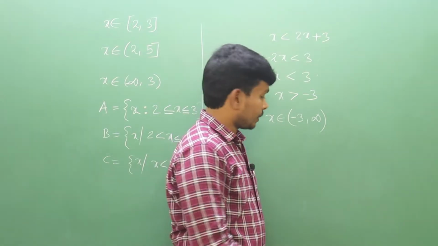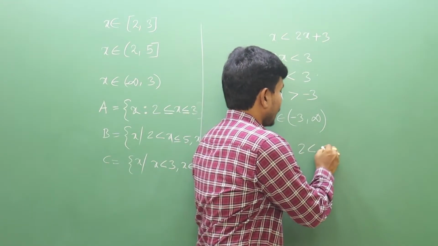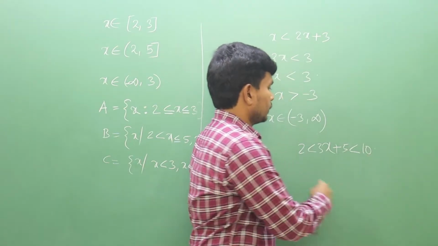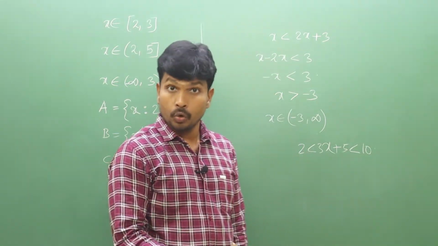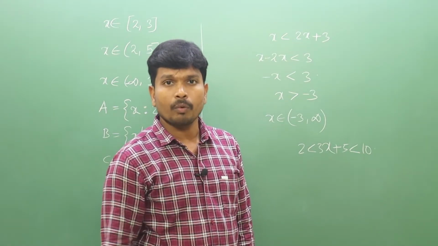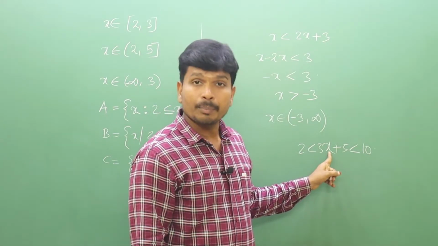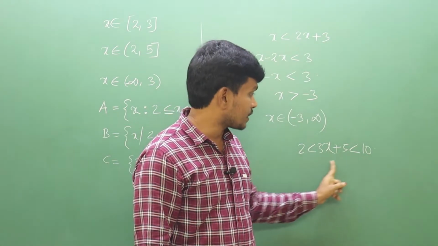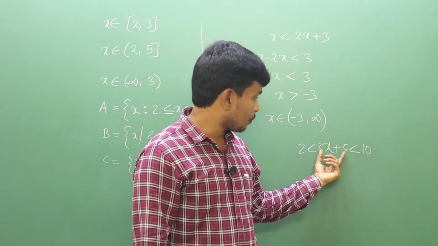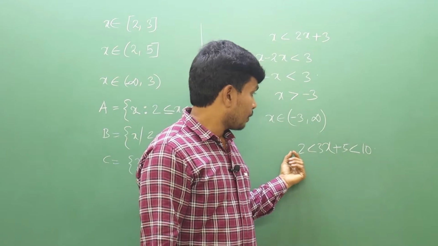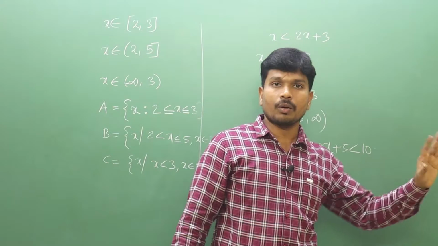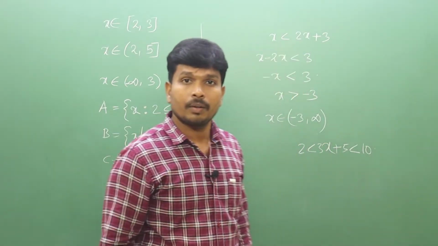One more problem I'm giving you. Get ready to do it. 2 less than 3x plus 5 less than 10. Find the x value or solution of this inequality or find the domain. Okay, domain. What is the meaning of domain? All acceptable values of x that must satisfy this condition. When you substitute the x value, what should happen? The output value 3x plus 5 must be more than 2 and less than 10. It must be between 2 and 10. Do it now.